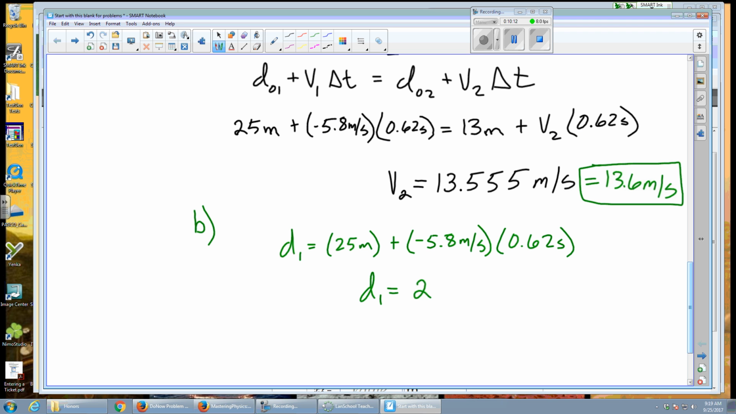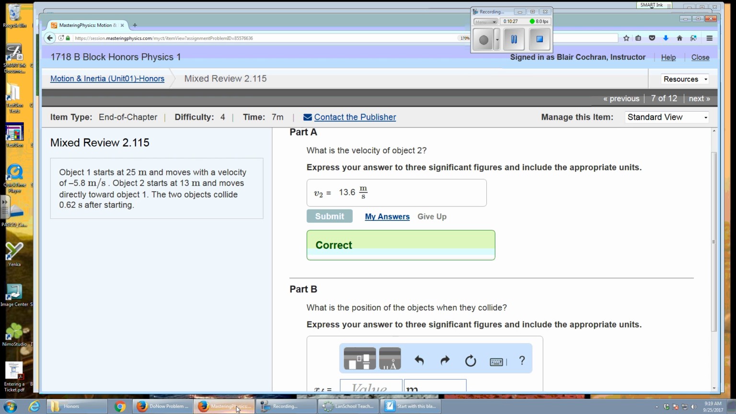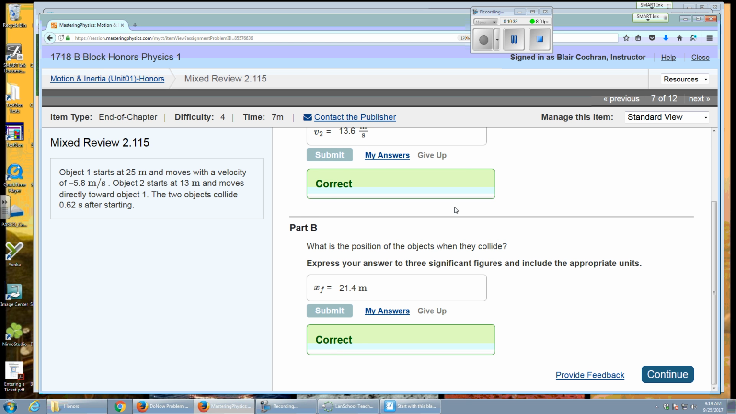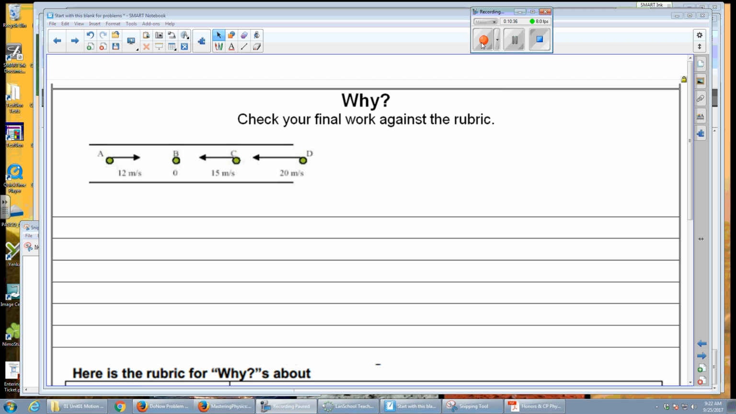I got 21.4 meters. So that's the position that they end up at. Let's see if I got it right. Yep. Yay! Oops, I paused that there. So we're doing number 12.